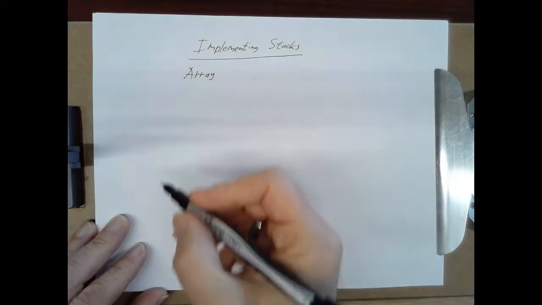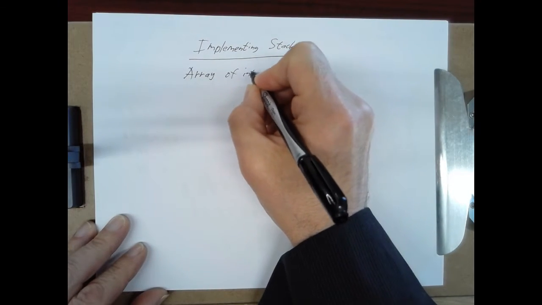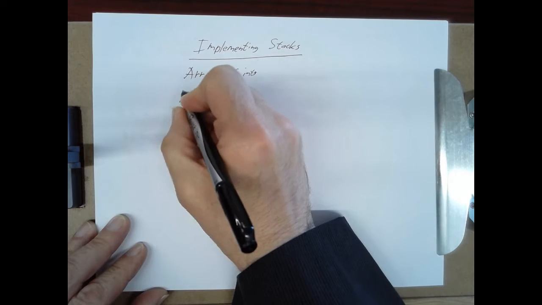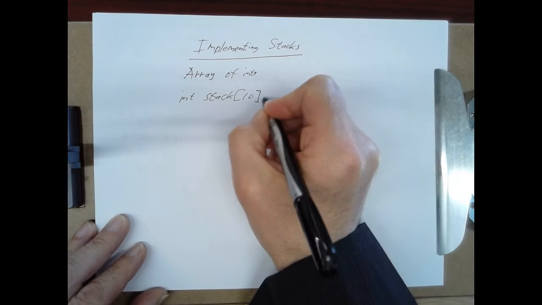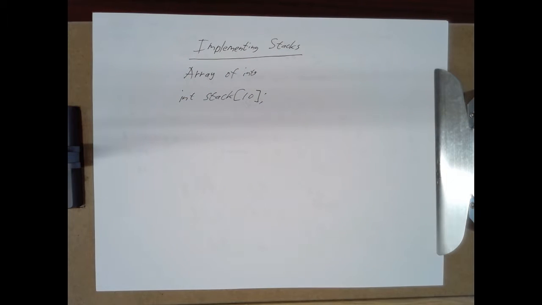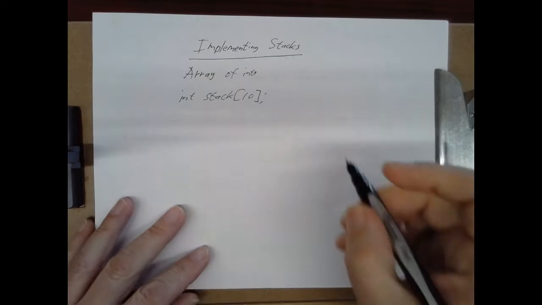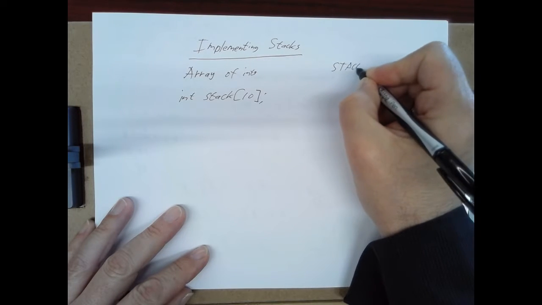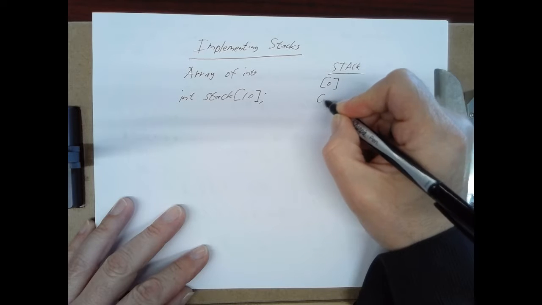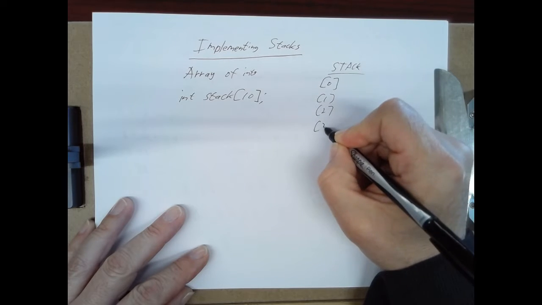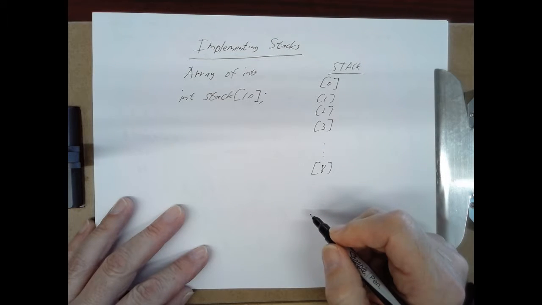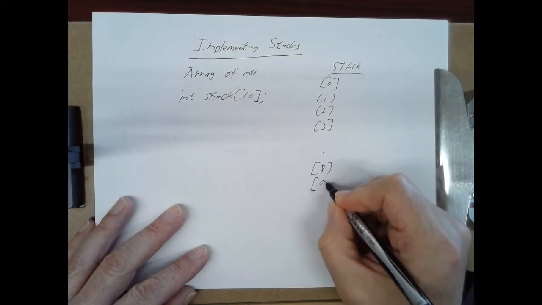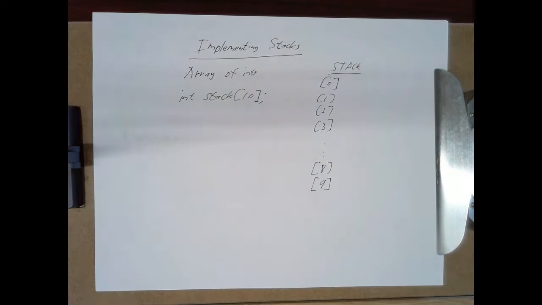So let's just make an array of integers, and let me call it stack. And I'm making a small stack. It's only going to have 10 integers in it. So what's the last index in my array? 9, good. Stack bracket 10 does not exist. Possible segfault if I try to hit it.